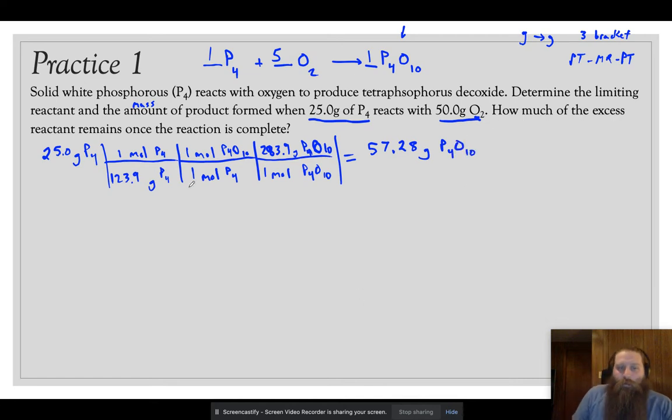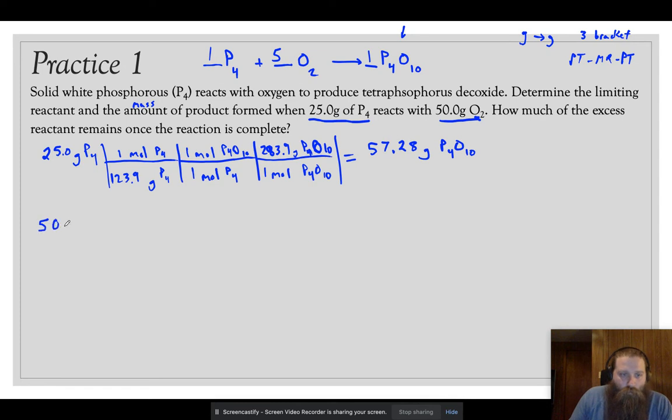So here's what we're looking at in this piece of math. If I have 25 grams of P4 and all the oxygen I could ever want, I can make 57.28 grams. But that's not what the question asks us. It asks us what we can make if both react. So we need to run our other one.